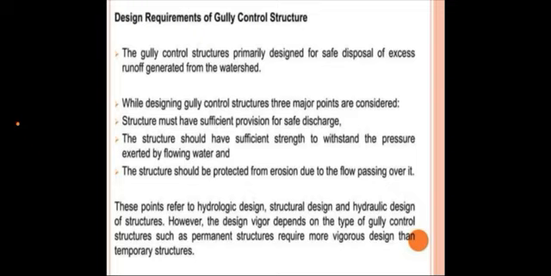While designing the gully control structure, three major points are considered. First, the structure must have sufficient provision for safe discharge. Second, the structure should have sufficient strength to withstand the pressure exerted by flowing water. Third, the structure should be protected from erosion due to the flow passing over it. These points refer to the hydrologic design.